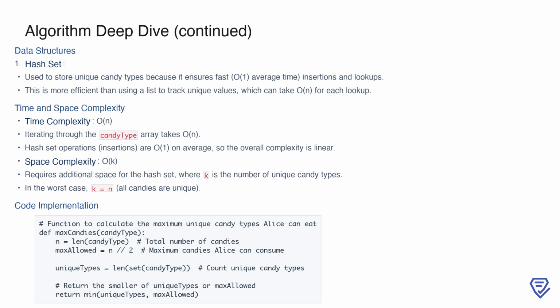For space complexity, the hash set requires additional space proportional to the number of unique candy types, denoted as k. In the worst case, where all candies are unique, this means k equals O(n). To implement the solution, we define a function maxCandies that calculates the total number of candies, determines max allowed, and counts the unique candy types using a set. Finally, we return the smaller number between the unique count and max allowed using Python's min function.